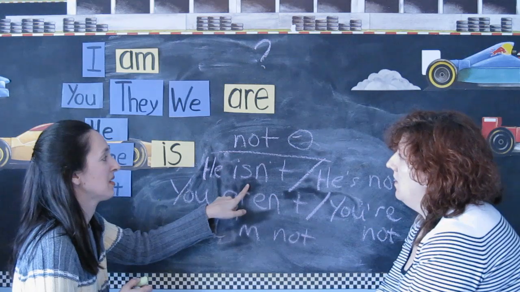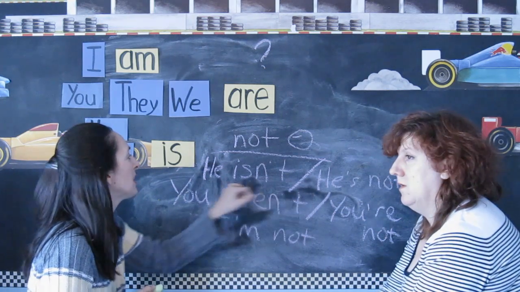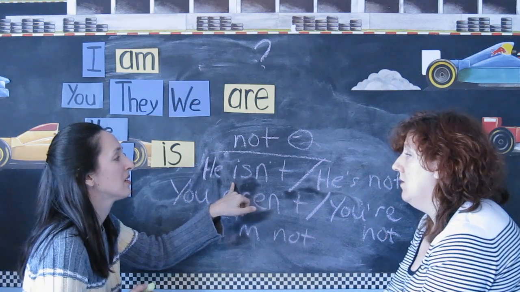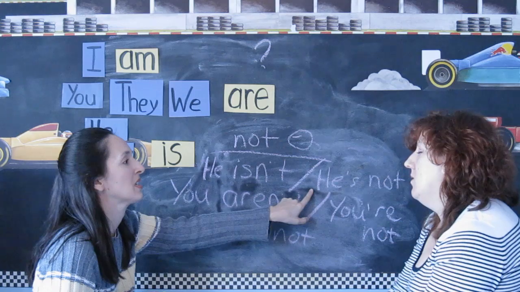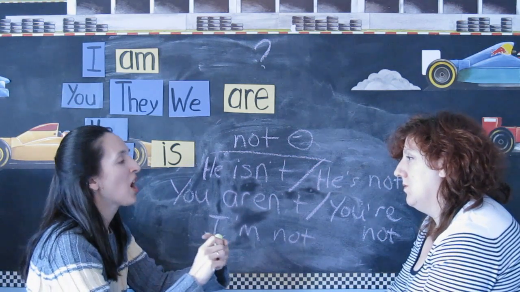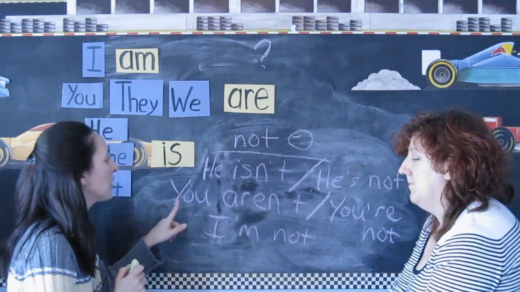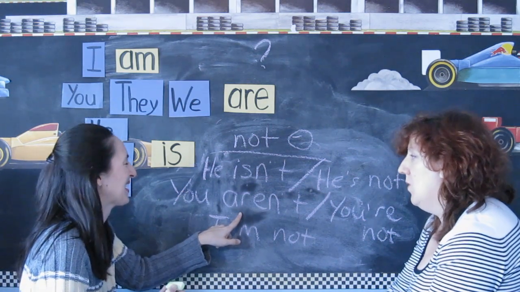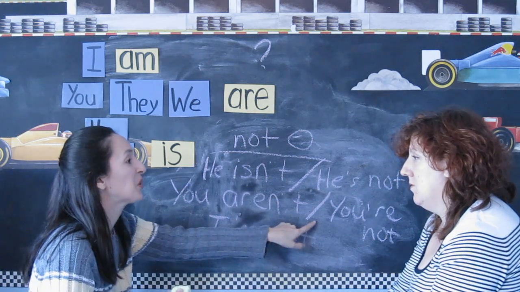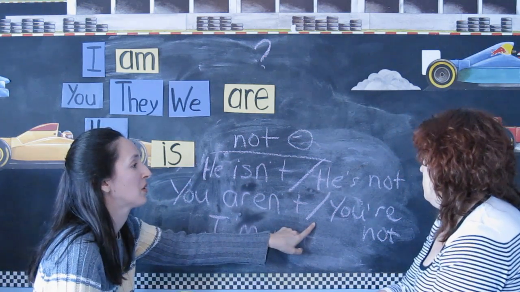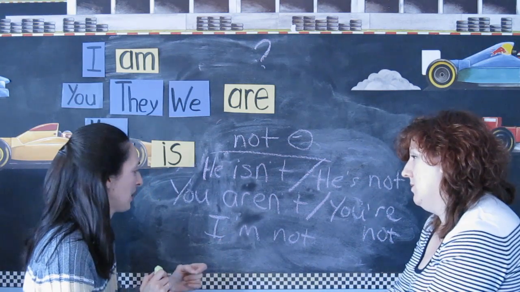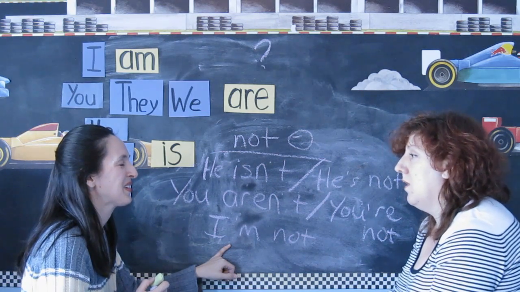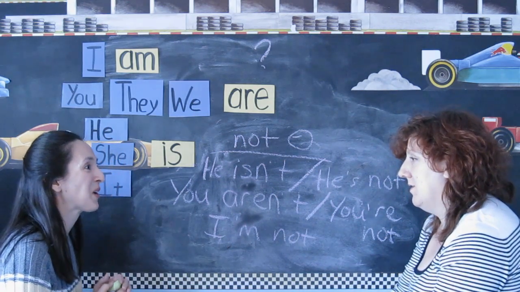He isn't. He's not. He isn't famous. He's not famous. He is not famous. Good. You aren't famous. You're not famous. I'm not a politician. Good. So I'm going to ask you questions, okay?